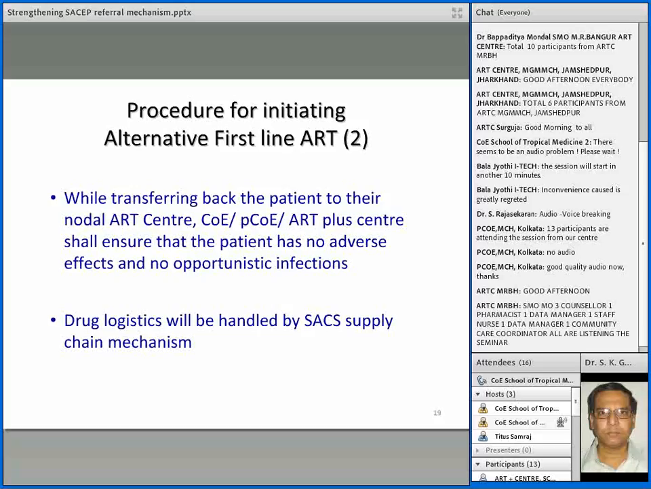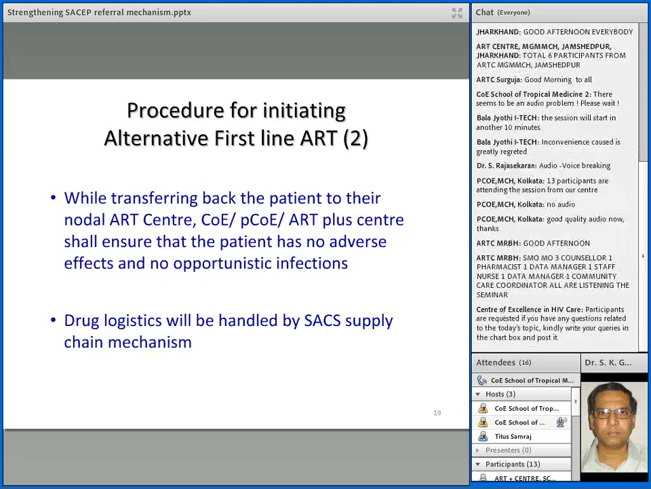And while transferring back the patient to their nodal ART center or the referring center, it's the responsibility of the COE or the ART plus center to ensure that the patient has no adverse effects and no opportunistic infection. That has to be looked into. If there are adverse effects, that has to be managed at the level of the ART plus center and COE. Similarly, if there are opportunistic infections, they need to be treated and managed at that level.